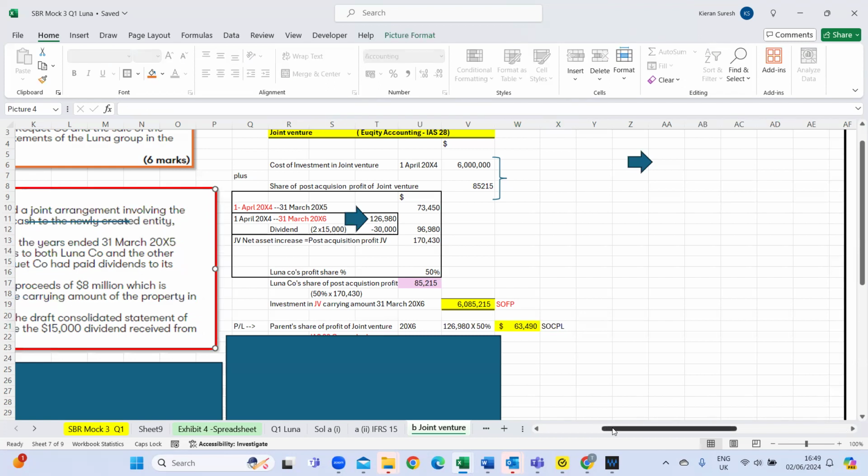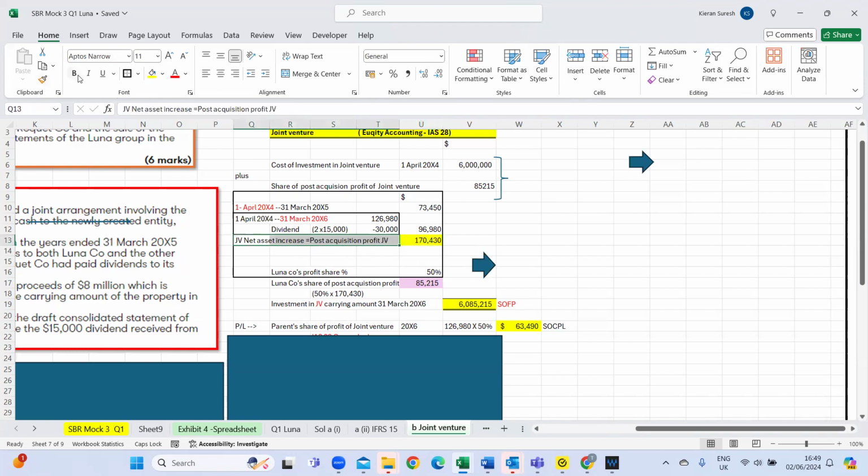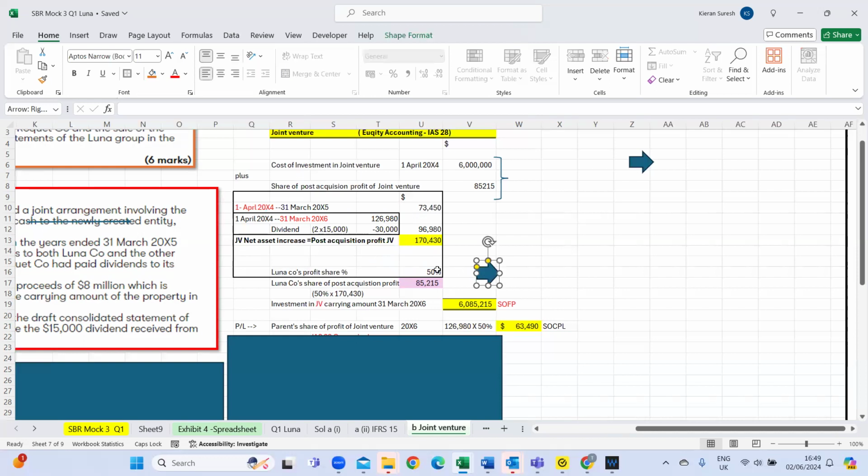Now let's move on to the second part of the question. The first part is okay. You learned something new here, right? So what did we learn here? We learned that in order to find the post-acquisition profit, we can be given 2 years of profits, whatever the post-acquisition years' profits are. So we can easily find the net asset increase, which is all post-acquisition. On that, we take the 50%, which is our share of the joint venture, which needs to be treated. I hope that's clear. That's done, so that's the joint venture.